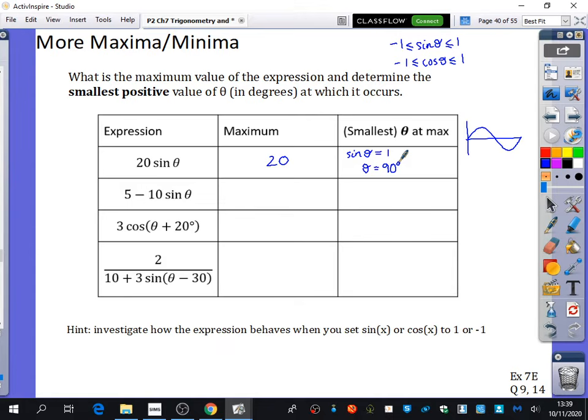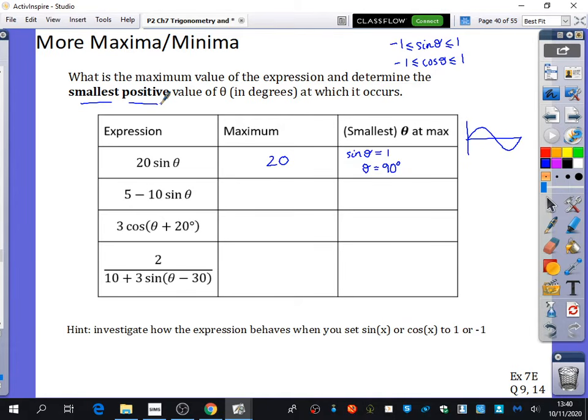But it's not just 90 degrees. There are other answers it could be. Can you just give me one of the other answers it could be? 270. Not 270. 270 would be a -1. 450. You could add 360, or you could take away 360 to get -270. The reason I haven't said 450 or -270 is because I wanted the smallest positive value.